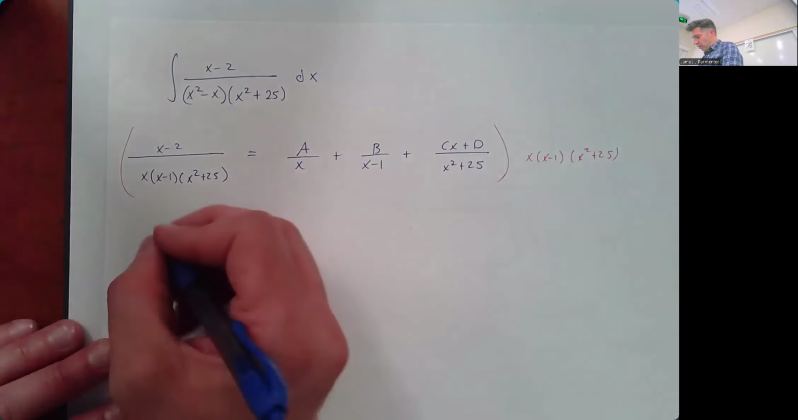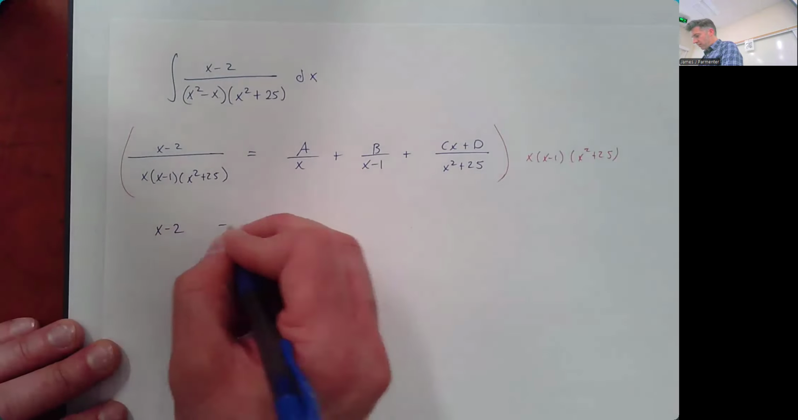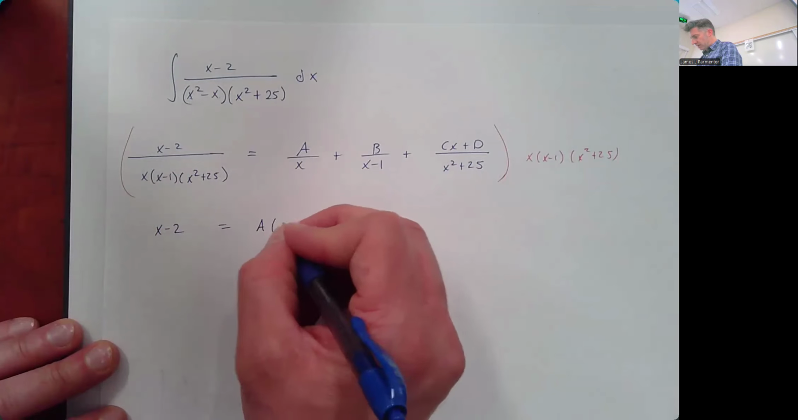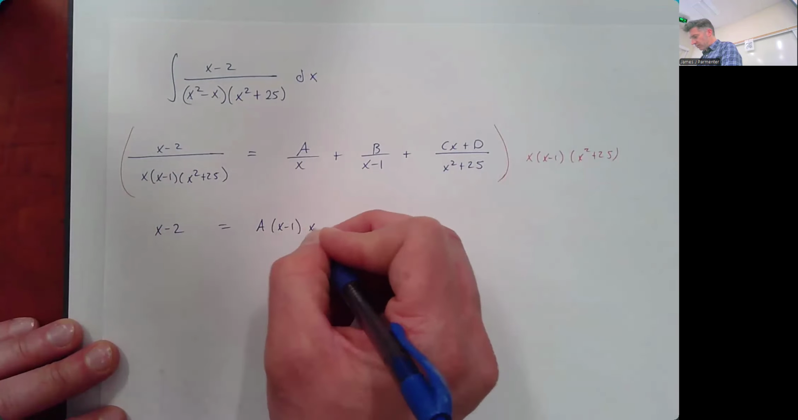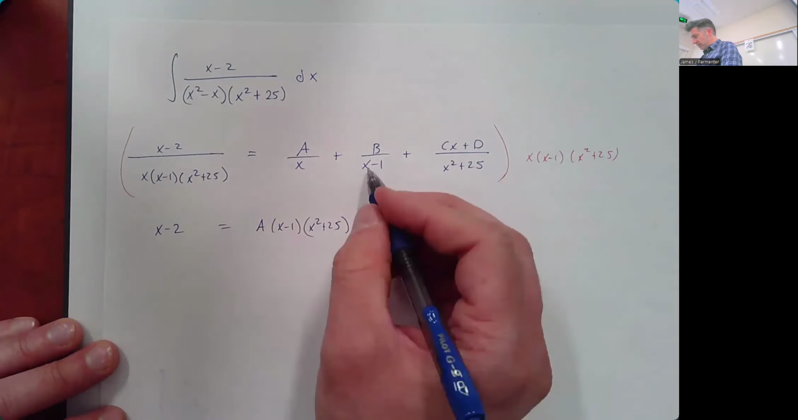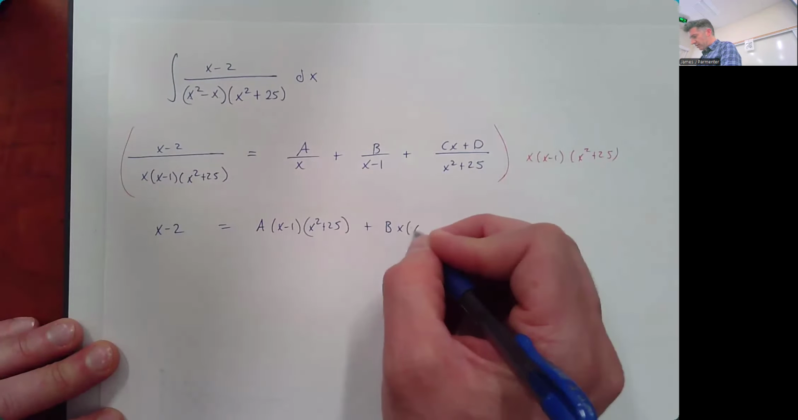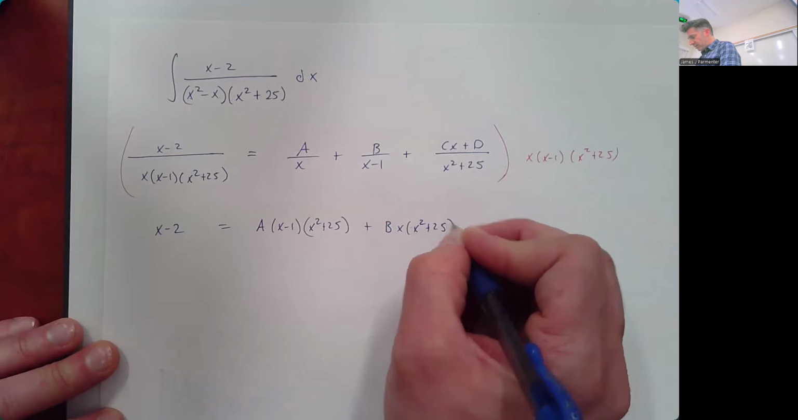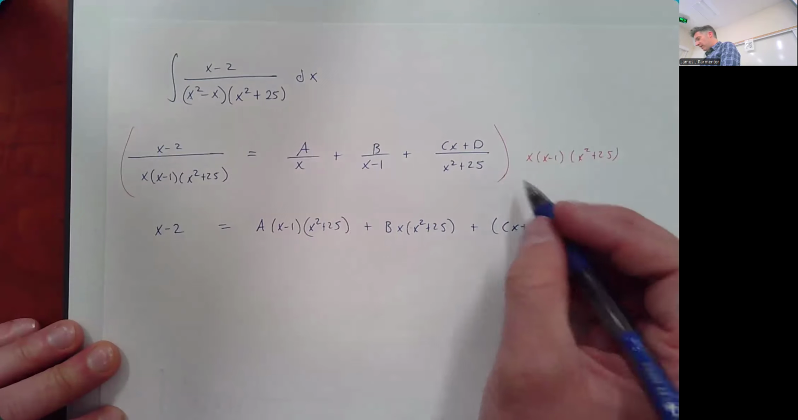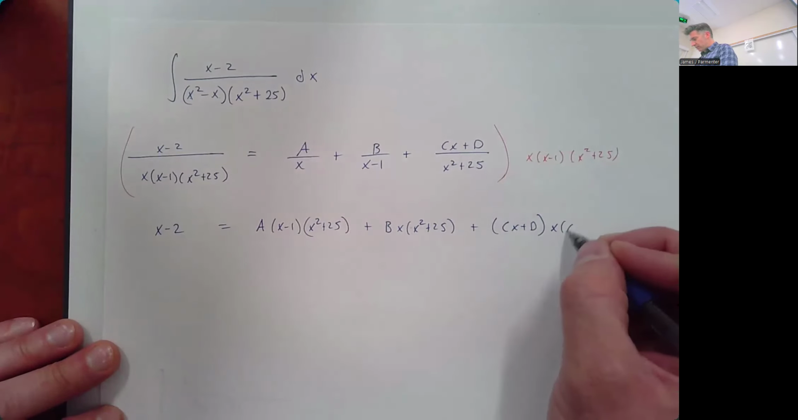On the left-hand side, we always just get the numerator. On the right-hand side, a over x times that, the x's cancel. We get a times x minus 1 times x squared plus 25, plus b times, the x minus 1's cancel, you get x times x squared plus 25, plus the quantity cx plus d in parentheses times x minus 1.